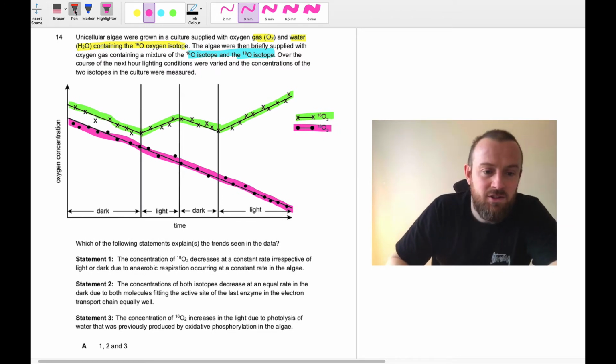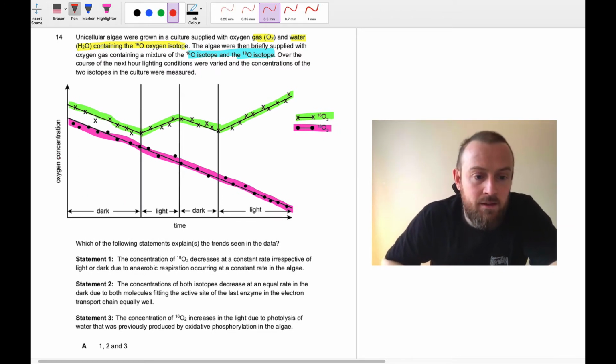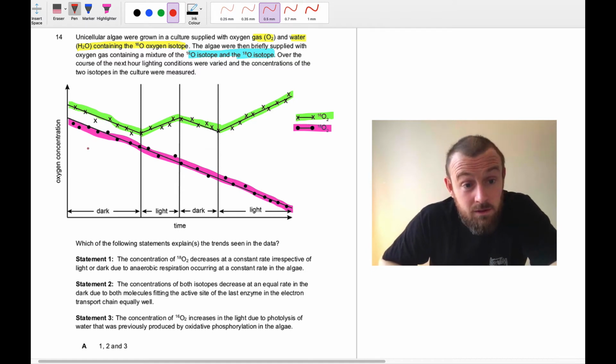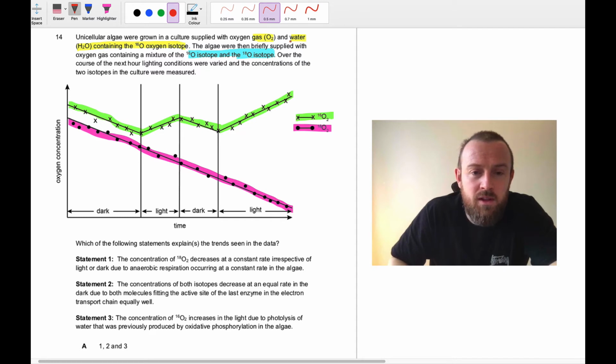Well, first let's look at the data and try to figure out what's going on. So in the dark, this is what I think we've got to look at. The water has got the oxygen-16. And then when we've got the gas, it has more 18.